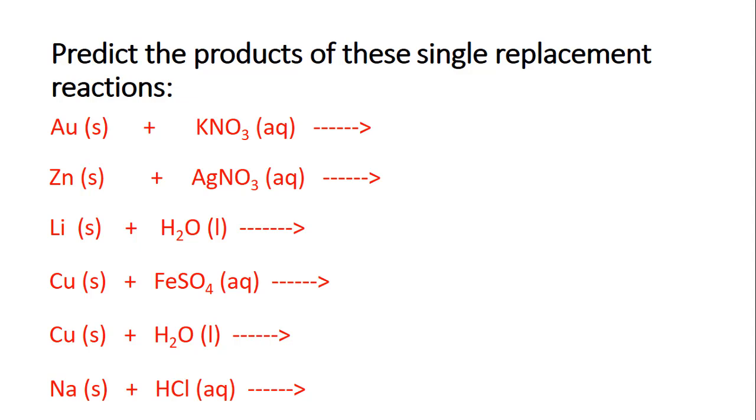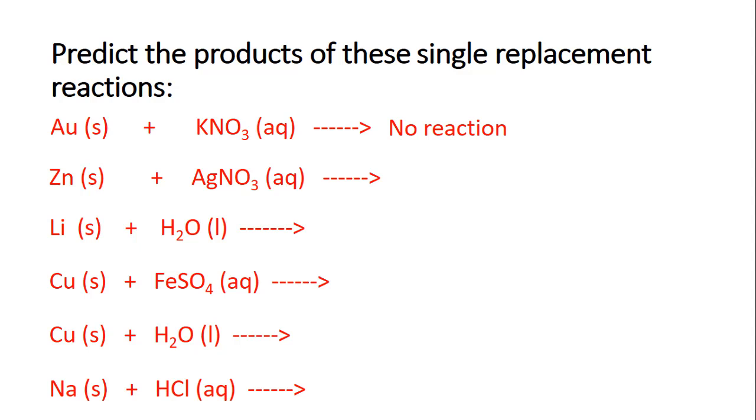Take a moment and consider if this reaction works or not. If it does not work, simply write no reaction. If it does work, consider what the products would be and write them correctly. If you said that there's no reaction, you would be correct. Gold is a very stable metal. It cannot replace the potassium ion.